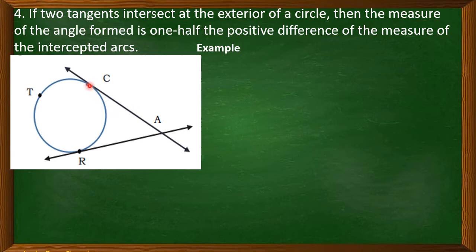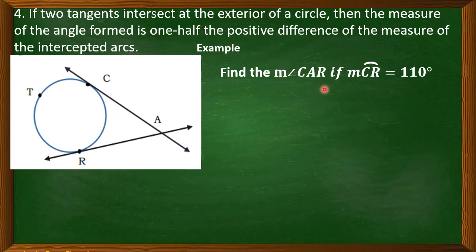So we have here an example. We have here tangent CA and tangent RA intersect outside the circle. Find the measure of angle CER if measure of arc CR is equal to 110 degrees. In here, we are only given the measurement of arc CR. So we don't have the measurement of this arc. So we have to solve first the measurement of arc CTR because you only have arc CR.